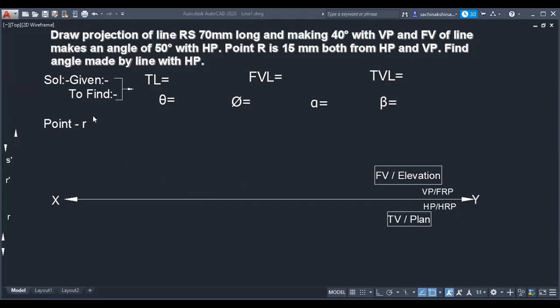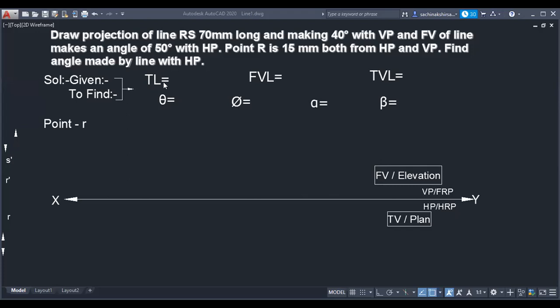So from the problem statement, which parameters are given for line RS? True length, alpha, and phi. Draw the projection of line RS 70 mm long, so the length is given, which will be the true length. Here I have listed the 7 parameters: true length, front view length, top view length, theta, phi, alpha, and beta. Out of these, 3 parameters are given, and the remaining we can find easily.